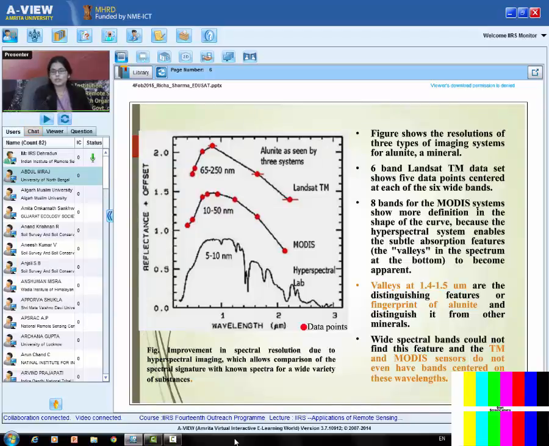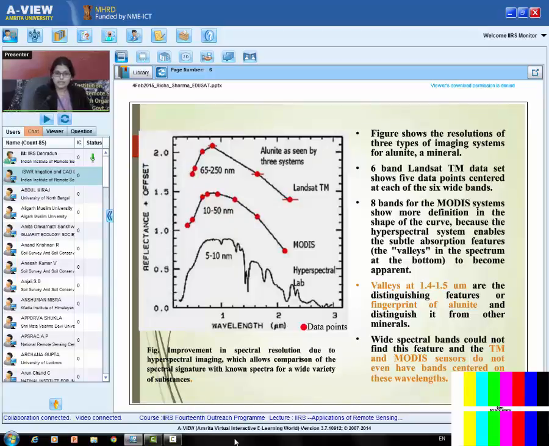If you look into this figure very carefully, the first spectrum has been generated from Landsat TM for the same mineral, illite. You can see in the description also that the 6-band Landsat TM data set shows 6 data points concentrated on 6 different bands, and for MODIS there are 8 bands of data. So we will have 8 different points and it will give you a different curve.